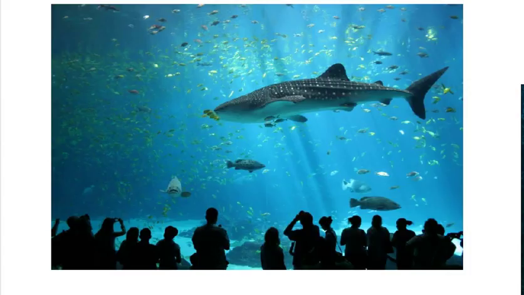Alright, so what you can see here is an aquarium. I guess this is an aquarium in Georgia where they have a whale shark in captivity. Georgia in the US, not in Russia. And then you've got a bunch of people standing here watching, right? So clearly, these people are not underwater. They're in front of a large pane of glass.